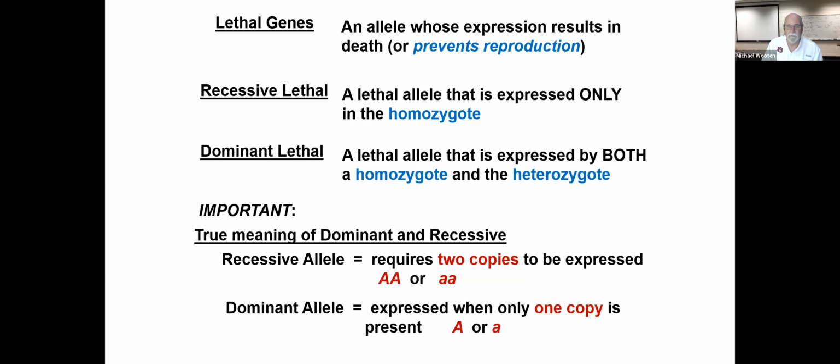A dominant lethal is a much more difficult one to deal with because it doesn't matter whether you're homozygous or heterozygous, right? If you get one copy of that form, ultimately it's going to lead to death. So it doesn't matter what the other parent gives you. It's just a classic dominant form. It works there, okay?